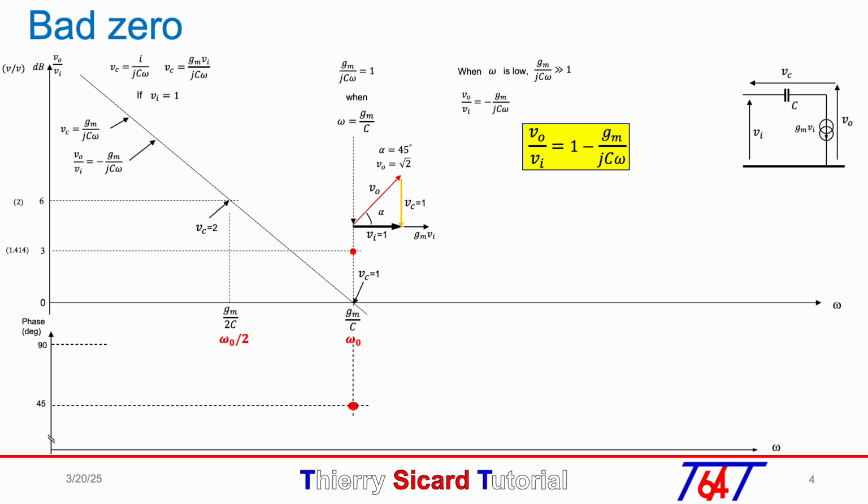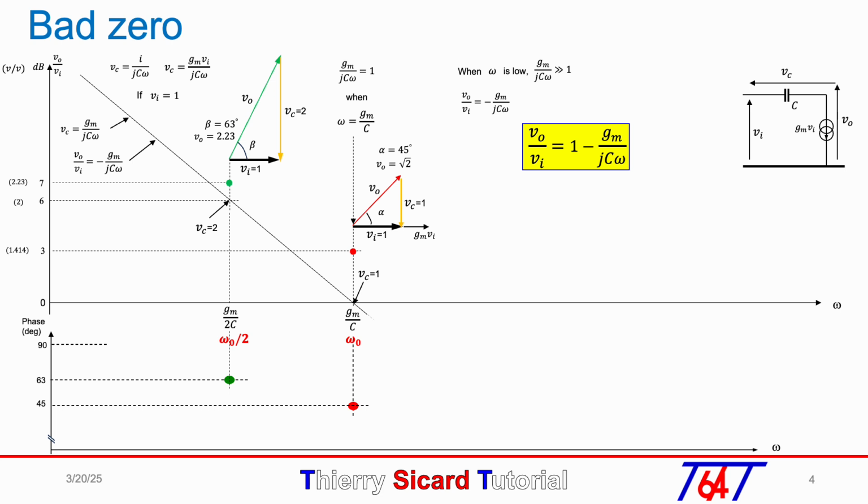The 6 dB point intersects the asymptote at omega equal to ω0 over 2, meaning gm over 2C. At this point, Vc equals 2. We can first place Vc and calculate the sum of the vectors Vout plus Vc equals Vin, plotting the vector Vout to obtain a phase of 63 degrees and an amplitude of 7 dB or 2.23, as indicated by the green dot.